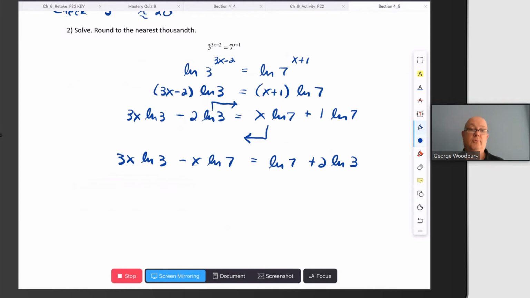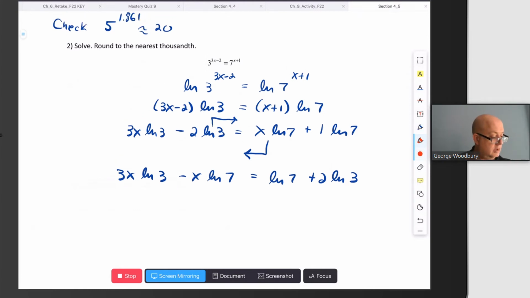So again, we subtracted x ln 7 from both sides. So that ends up as a subtraction there. And then we added 2 ln 3 to both sides. So that ended up as a sum.